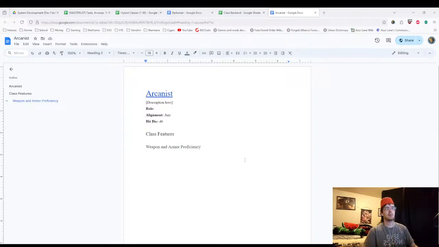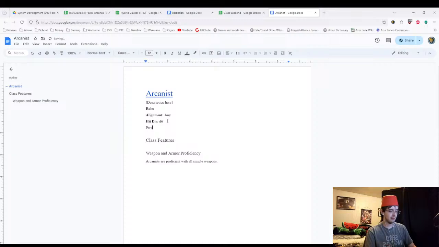So, weapon and armor proficiency, Arcanists. Arcanists are not people that really use weapons, so we're going to keep it simple when it comes to weapons. Nothing fancy, no martial stuff. And armor, they're a lot like wizards. Actually, they are a hybrid class, so I do need to put that in here. It needs to be bold.